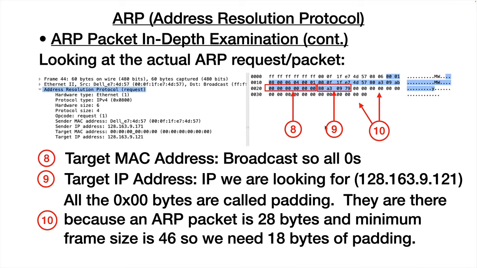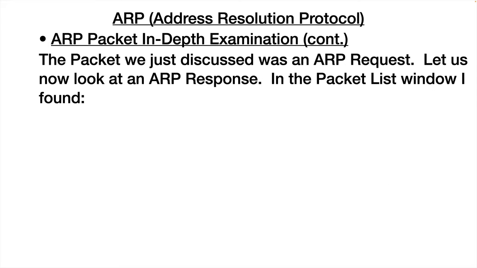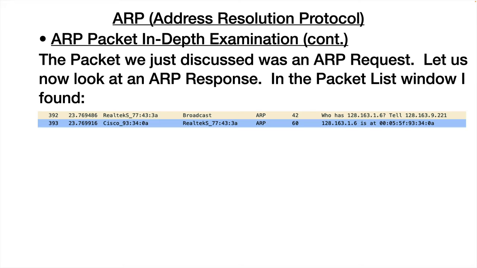Now then, we have a minimum size of a packet. So what happens is this packet is padded out to the 46 bytes that we need. In this case, there are 18 bytes of padding, which are just set to 0. So that's the ARP packet. The packet we discussed was an ARP request. Let's look at the ARP response for that packet.